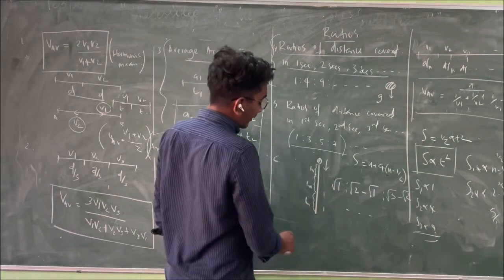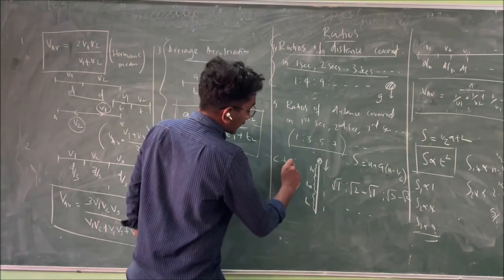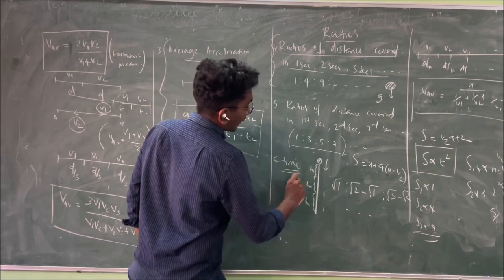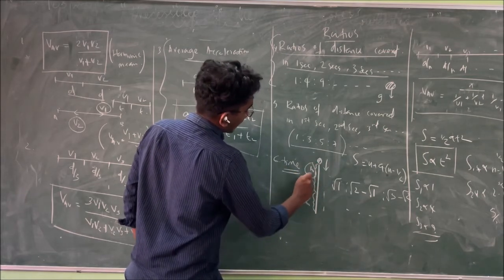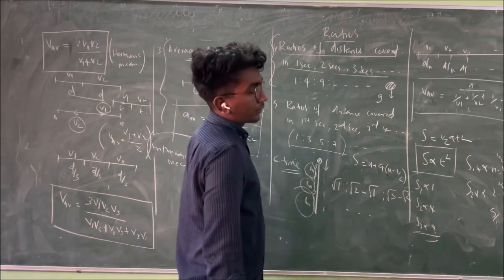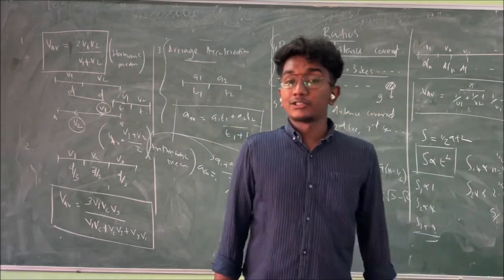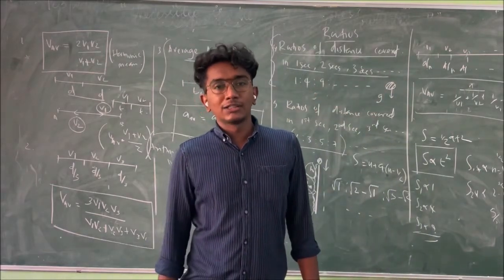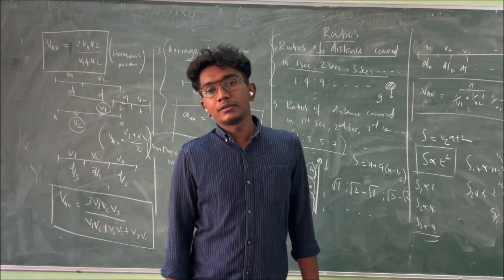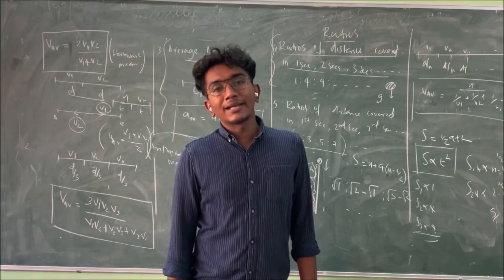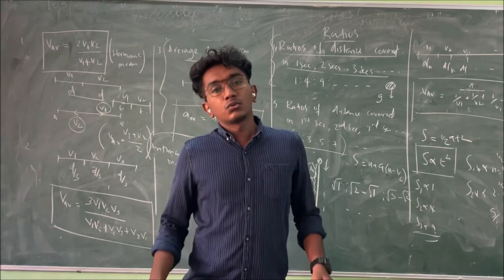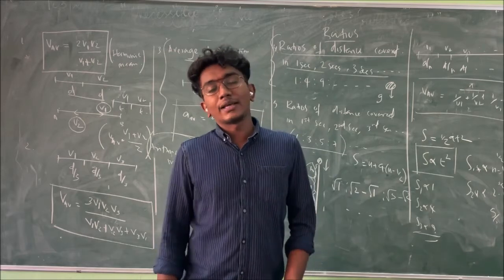So the time taken to cover first 1 meter, second 1 meter, third 1 meter, very important. So that is root 1 is to root 2 minus root 1 is to root 3 minus root 2 is to root 4 minus root 3 is to etc.